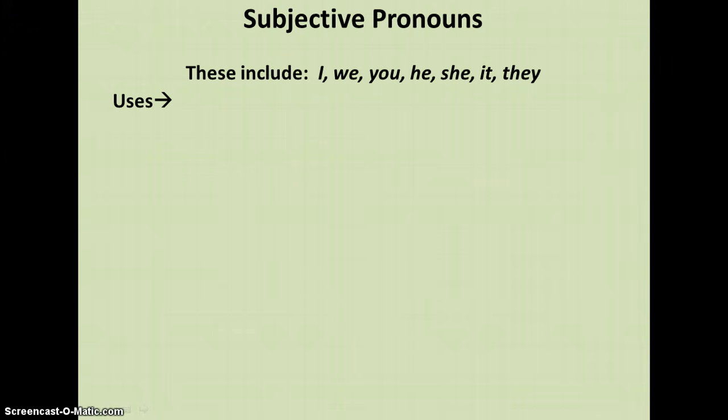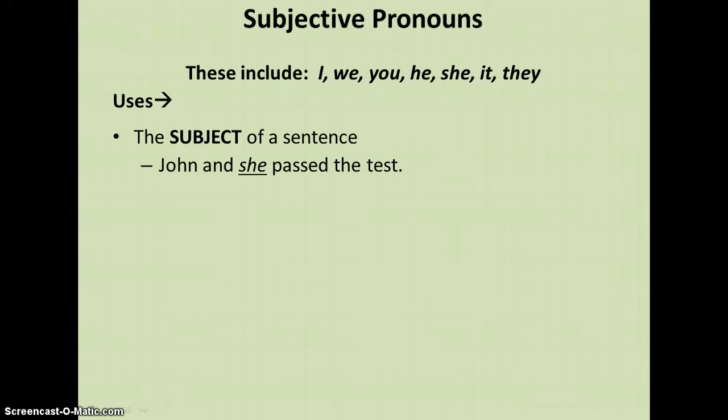So let's look at those subjective pronouns, I, we, you, he, she, it, and they. There are two uses for subjective pronouns. The first is as the subject of a sentence, which is why they're called subjective pronouns. John and she passed the test. She is a subject. You would not say her passed the test. That sounds wrong. She passed the test. She is doing the main action of the sentence and is the subject.